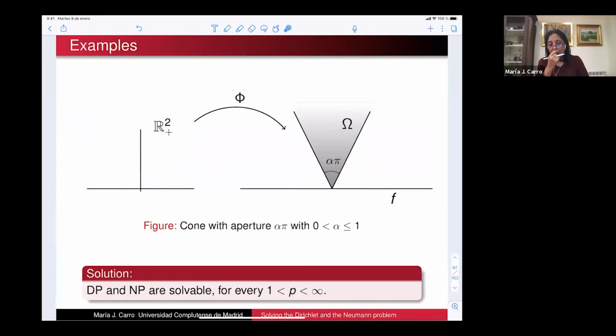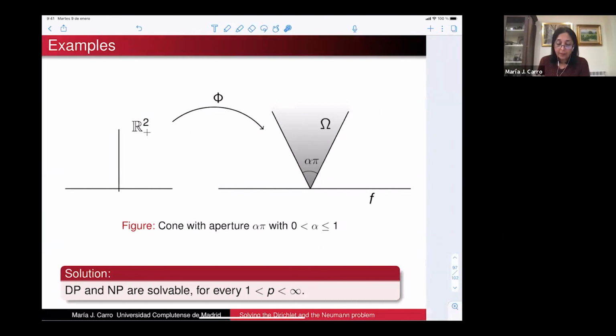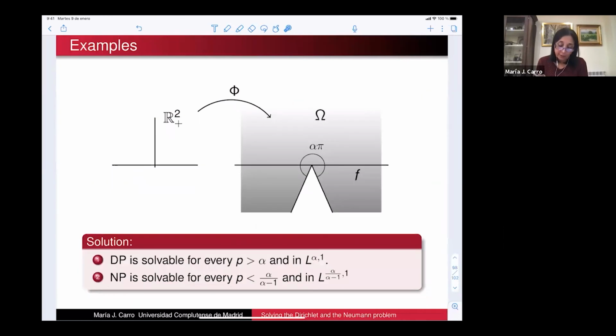In particular, for example, with the example that I have given to you, if we have the cone with aperture less than or equal to 1, then the Dirichlet problem and the Neumann problem are both solvable for every p between 1 and infinity. And in this other situation, the Dirichlet problem was solvable in L alpha 1, and the Neumann problem is solvable at the endpoint L alpha over alpha minus 1.